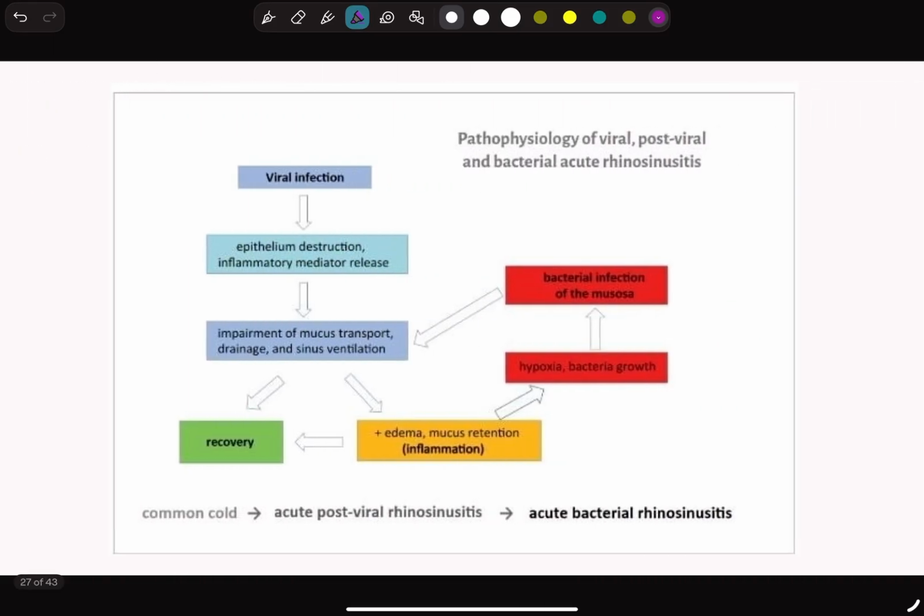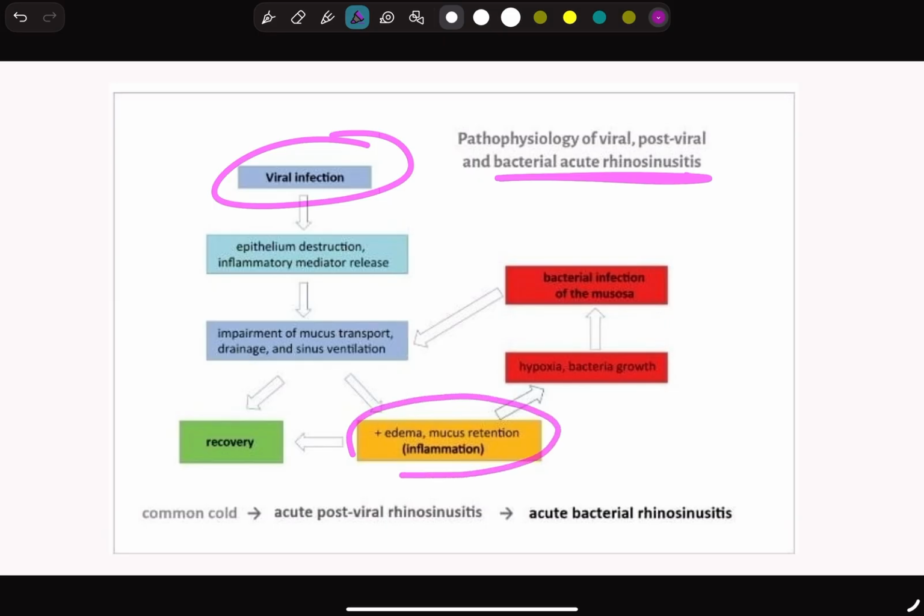And in such cases, in bacteria, we need to actually give antibiotics, right? So as we said, it starts with viral infection, and then the mucosa will get swollen. That would actually cause inflammation of the sinuses. And sometimes it might be just viral, but if it doesn't resolve, then the bacteria will infect the sinuses and we will have bacterial rhinosinusitis.